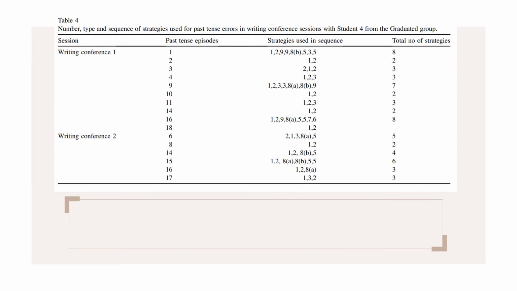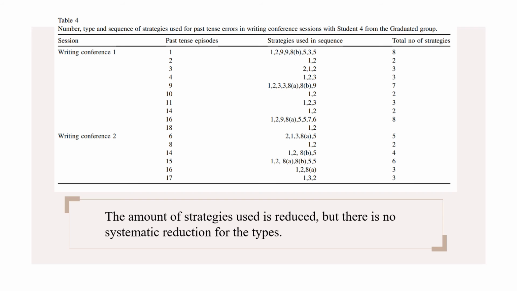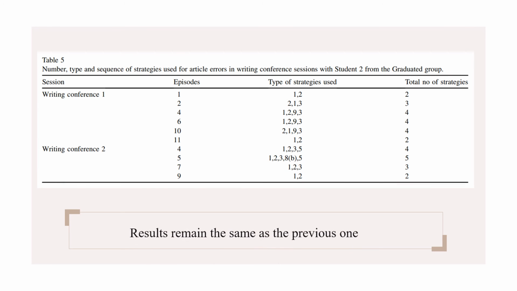In case the average number couldn't represent individual performance, the authors also randomly chose 2 individuals from the graduated group. Both of them indicate that there's a reduction of strategies, for example here, the 9, 6, and 7 disappeared in the second conference, but it couldn't prove that there is a systematic reduction. And it remains the same in the second student.